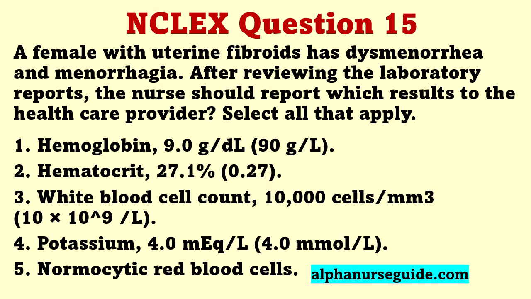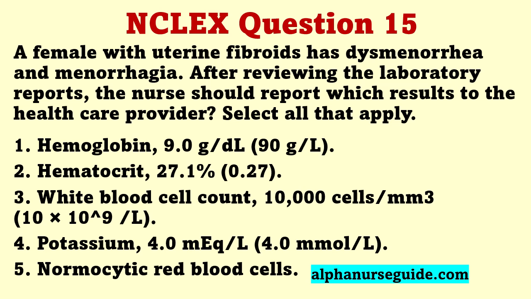A female with uterine fibroids has dysmenorrhea and menorrhagia. After reviewing the laboratory reports, the nurse should report which results to the healthcare provider. Select all that apply. 1. Hemoglobin 9.0 grams per deciliter. 2. Hematocrit 27.1%. 3. White blood cell count 10,000 cells per cubic milliliter. 4. Potassium 4.0 milliequivalents per liter. 5. Normocytic red blood cells.